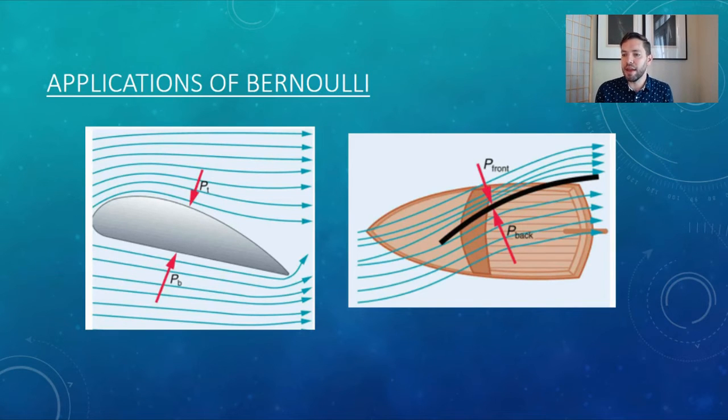We see the same thing with a sailing boat. Okay, so this is a top-down view of a sail on the mast of a boat.